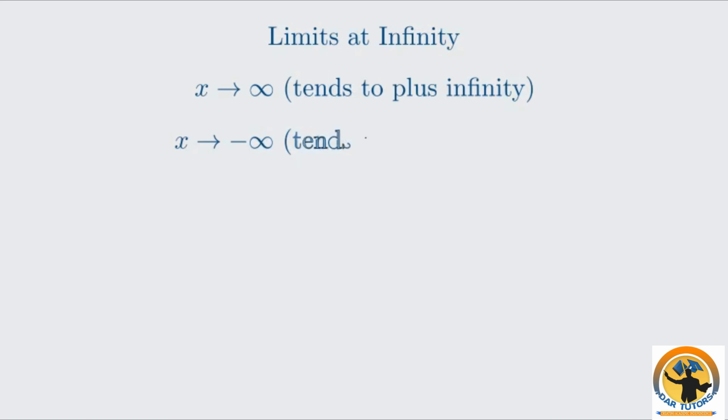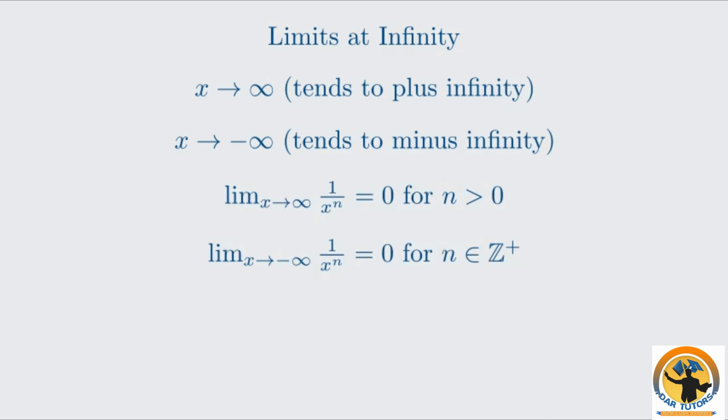In this scene, we will investigate the behavior of functions as x becomes infinitely large or infinitely small. Our objective is to evaluate limits at infinity, which are crucial for finding horizontal asymptotes. We write x tends to infinity to mean x increases without bound, and x tends to minus infinity to mean x decreases without bound. The key idea here is to consider the term 1 over x to the power of n. As x gets very large, the value of 1 over x to the power of n gets very, very small, approaching 0. This is true for any positive power n. This fundamental result is the basis for evaluating many limits at infinity.